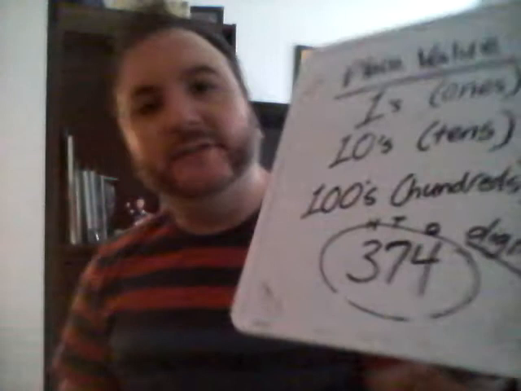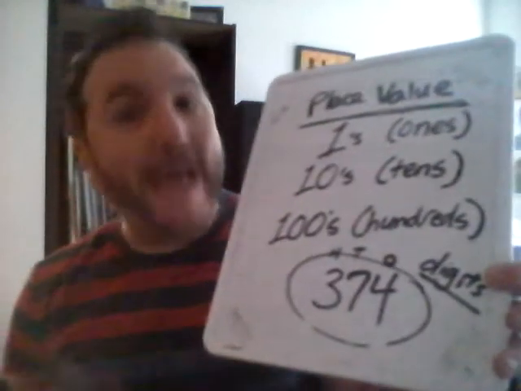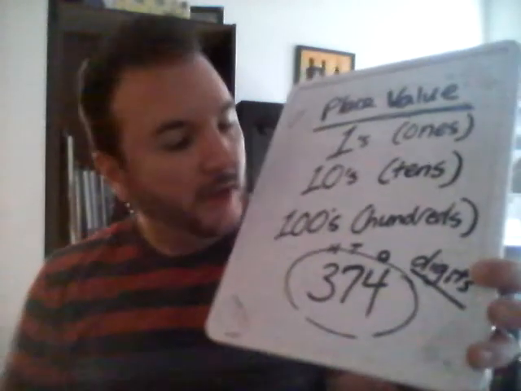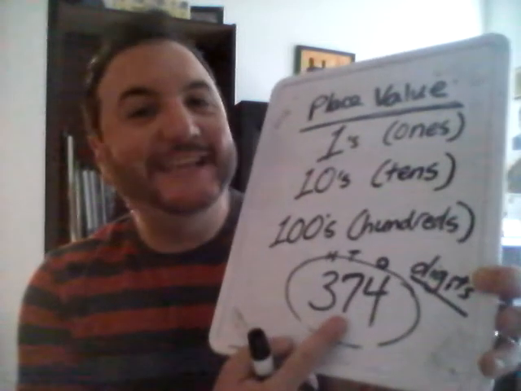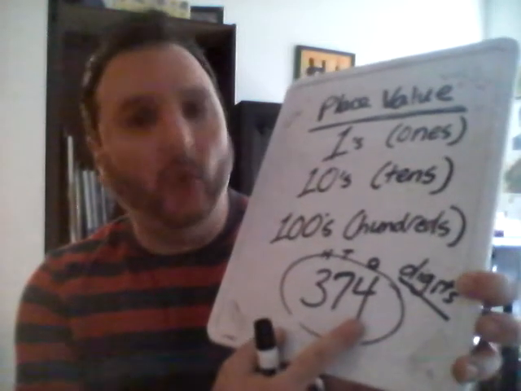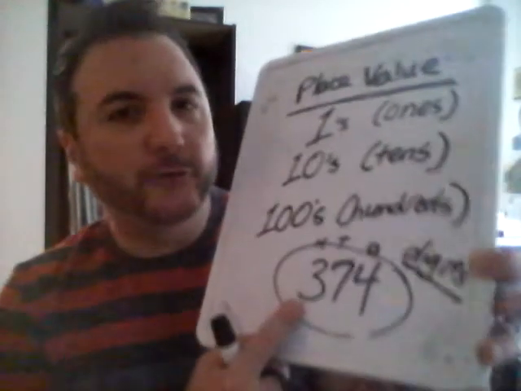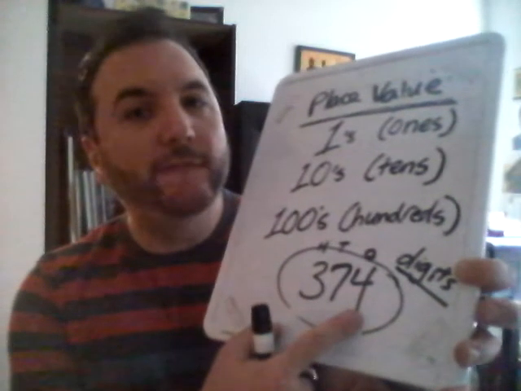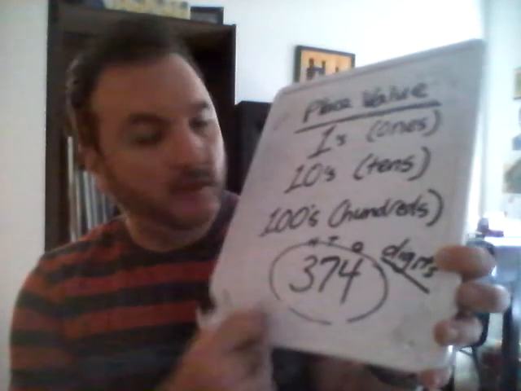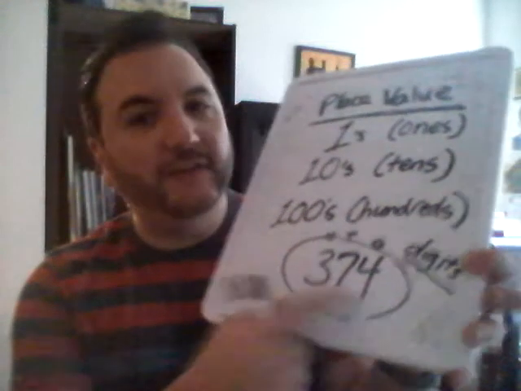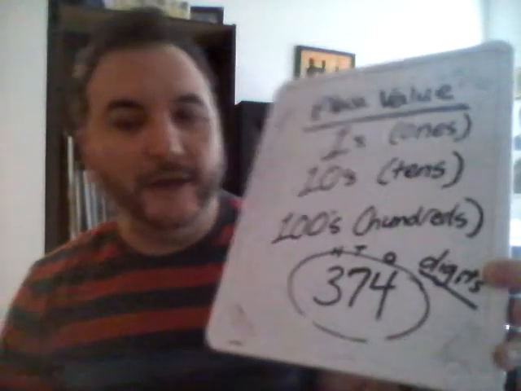So how would I say this number? Now I could read it from left to right. It would be 374. 374, because it's 300, 7 tens, 4 ones. 374. That's how we write it.